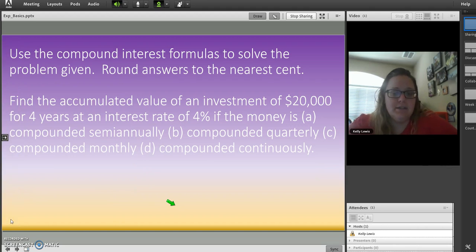So we're going to use the compound interest formulas. Find the accumulated values, that's the A thing, of the investment. So you're putting in 20 grand for 4 years. This is P, that's what you put in. This is T, that's how long it is. And the interest rate is 4%. That's R, by the way, so you need to change that to a decimal, which is 0.04.